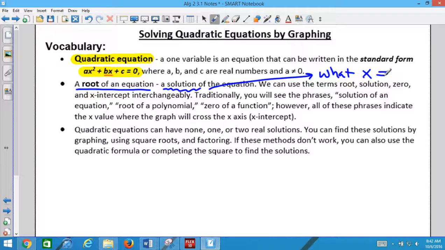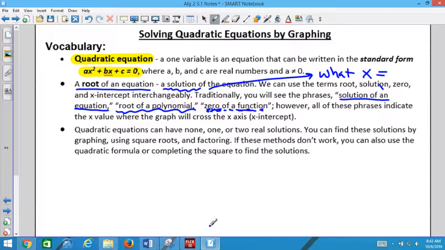And then there's some other vocabulary that means do the same thing, but there's like 3 different ways you're going to see it phrased. You might see the solution of an equation. You might see the root of the polynomial. And you might see the 0 of the function. All of those mean the same thing. They mean solve for x. Every single one of them means solve for x.